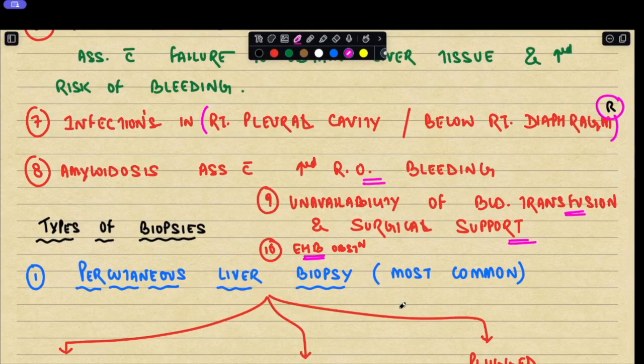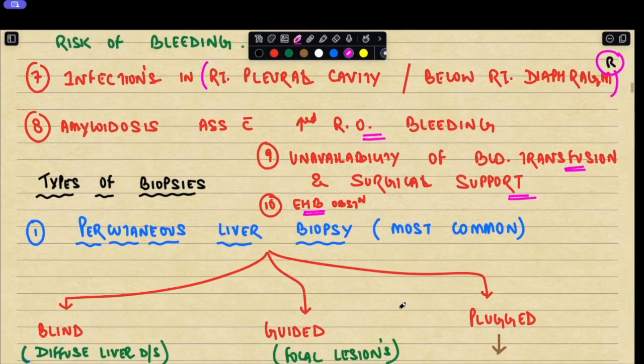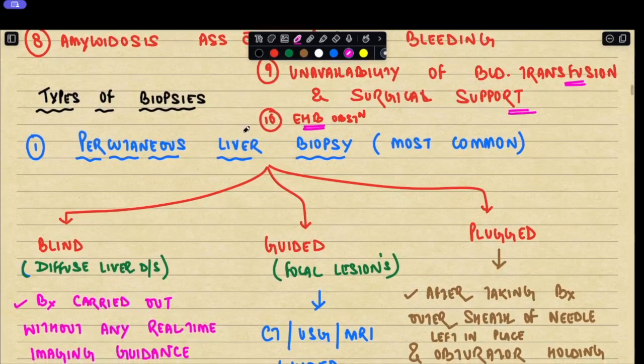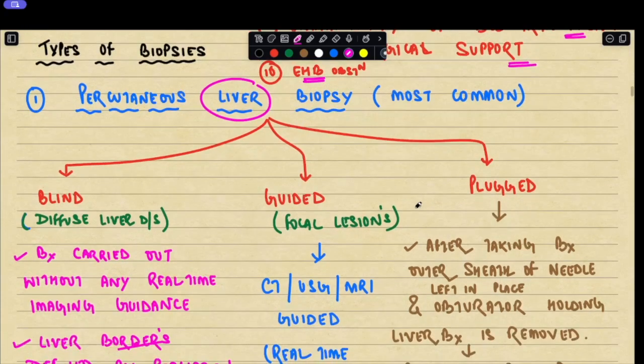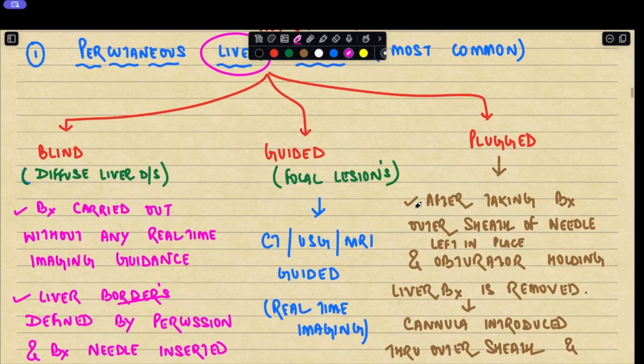Now we are going to see the different types of liver biopsies which are carried out. There are many different types, but the most common variety is the percutaneous liver biopsy. The percutaneous liver biopsy can be done in three basic ways. It can either be a blind procedure, which is also most commonly carried out. A blind procedure is basically done for diffuse liver disease. Blind means you are carrying out the procedure without any CT, ultrasonography or MRI guidance.